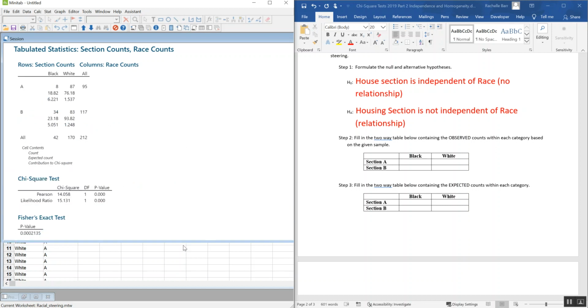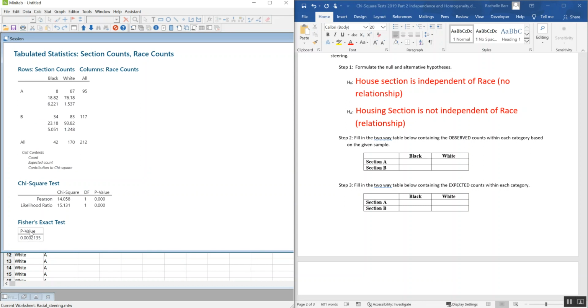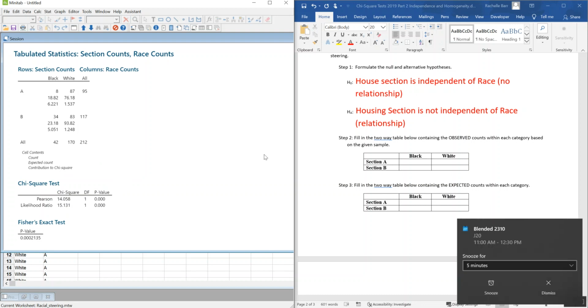All right, so here I've got to be careful. Ooh, that's a tiny p-value. Okay, well that's interesting. And this one has a really small p-value too. Ooh, looks like we're headed towards super rejection land.